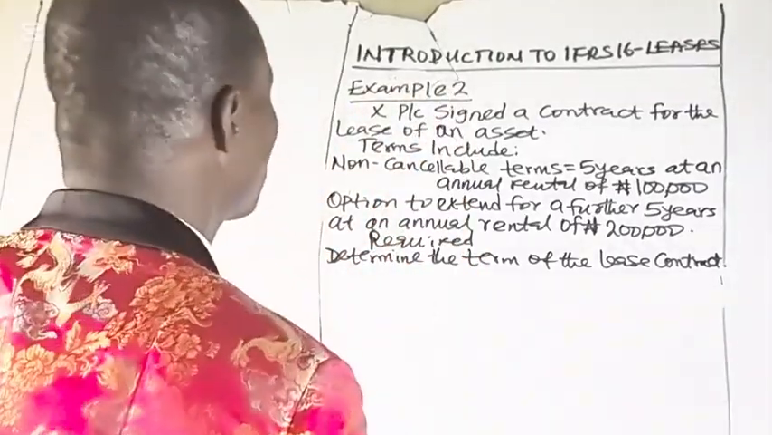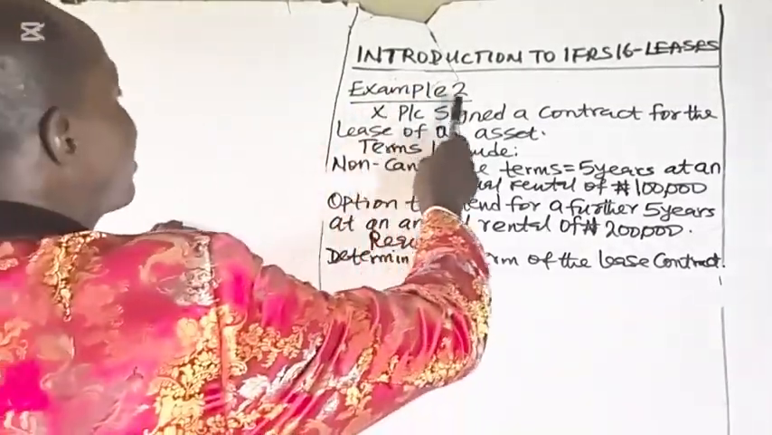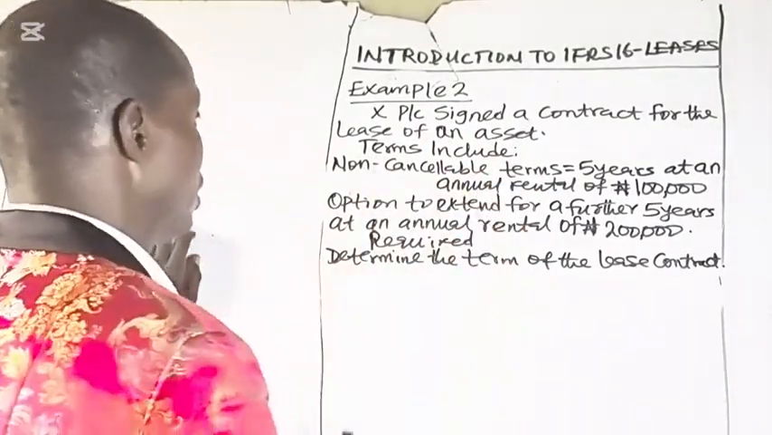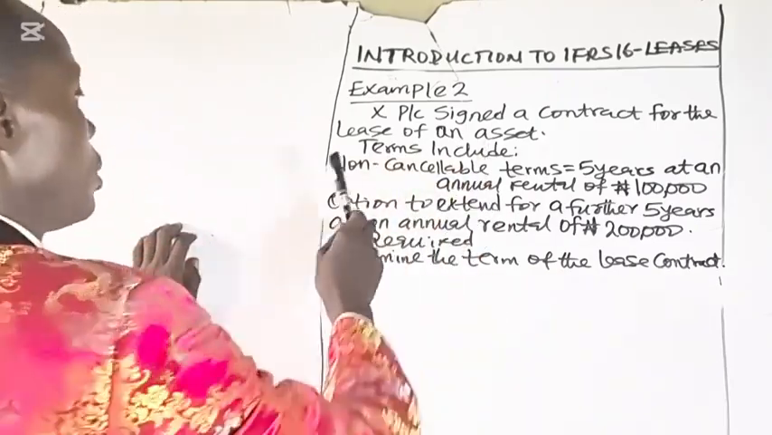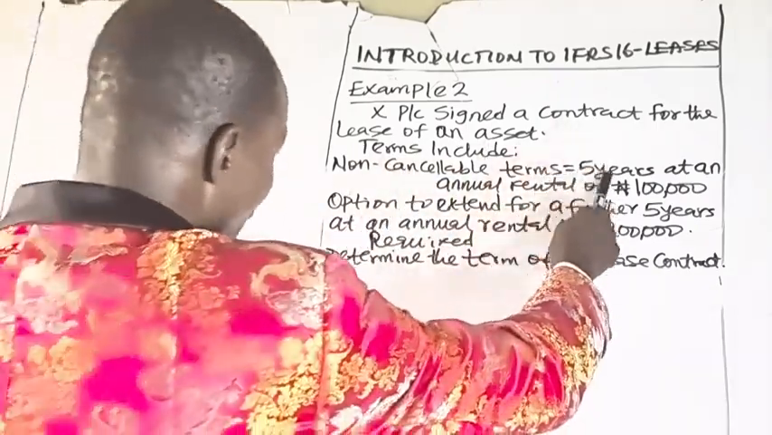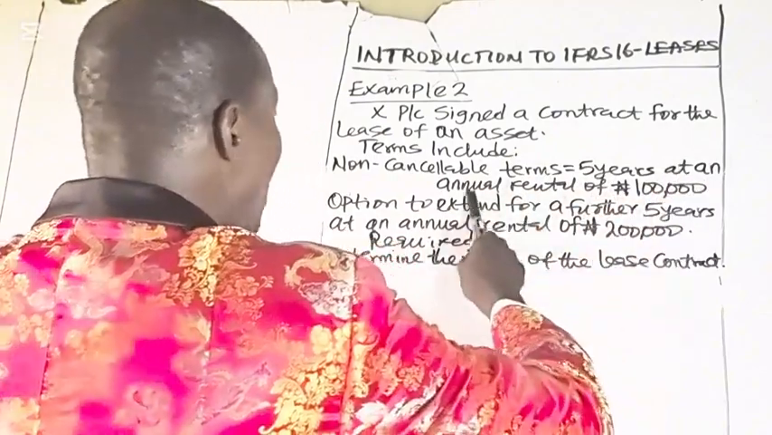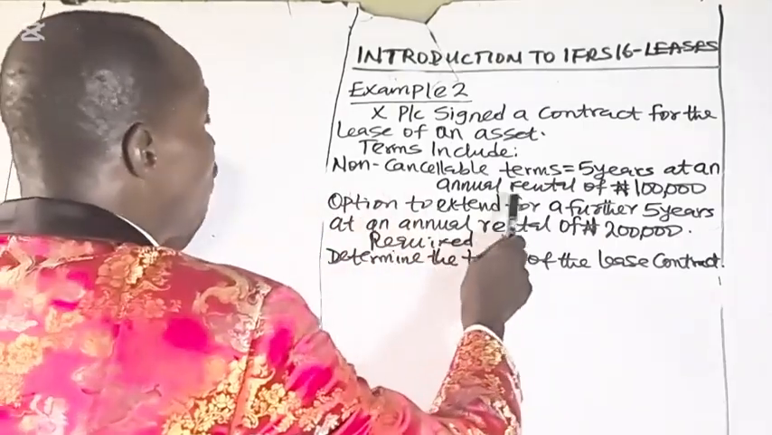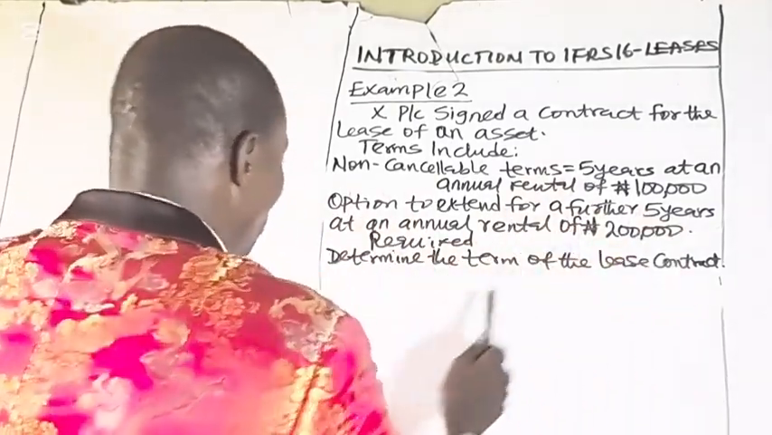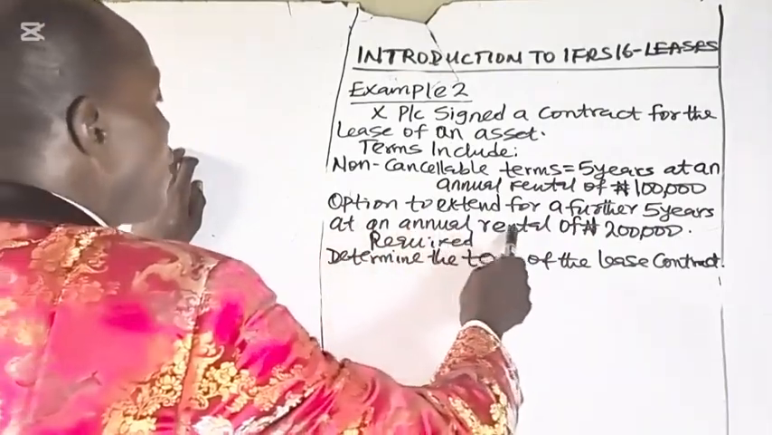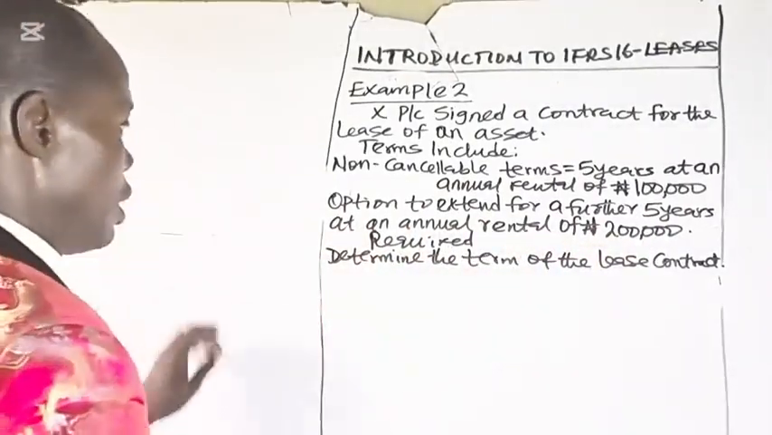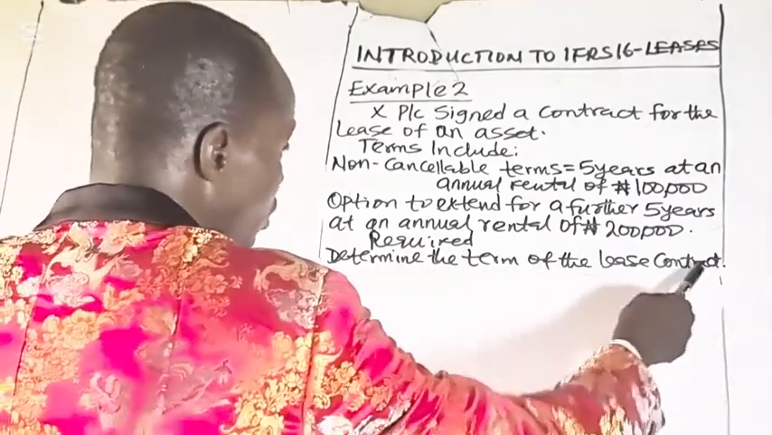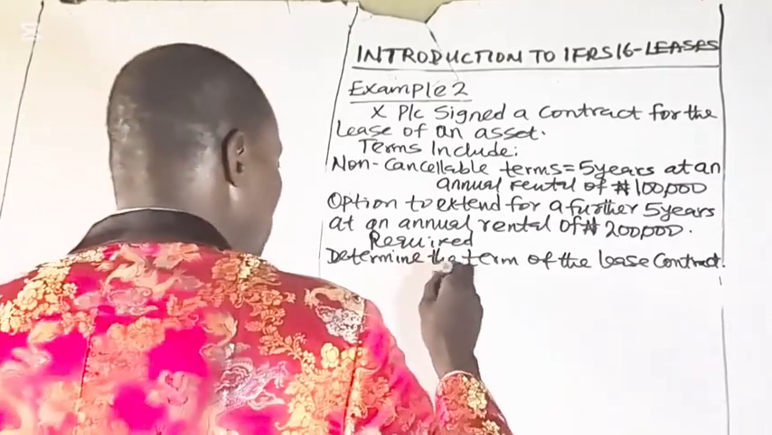Example 2. XPSC signed a contract for the lease of an asset. Terms include a non-cancelable term of 5 years, at an annual rental of 100,000 naira. Option to extend for a further 5 years at an annual rental of 200,000 naira required. Determine the term of the lease contract. Now, solution.